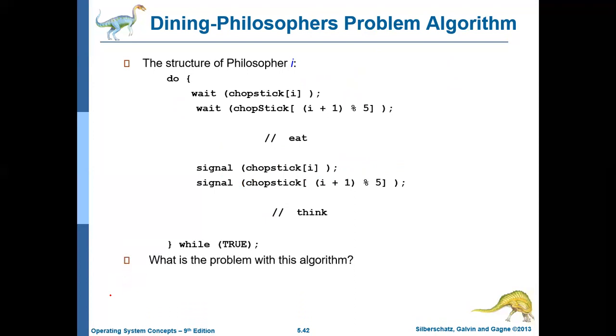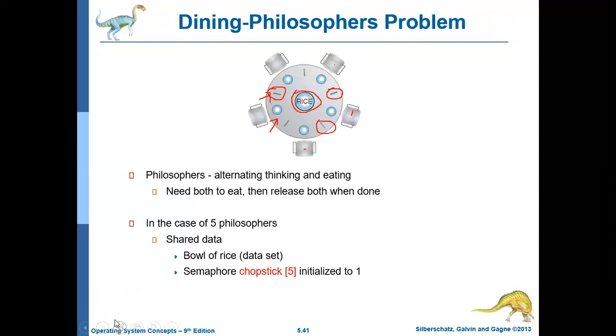But this solution can actually create a problem. There is some problem with this solution. The problem is, for example, consider this situation. Say all the five philosophers want to eat at the same time. Say this is philosopher 1, this is philosopher 2, this is philosopher 3, and all of them want to eat at the same time, and they picked up their left chopstick.